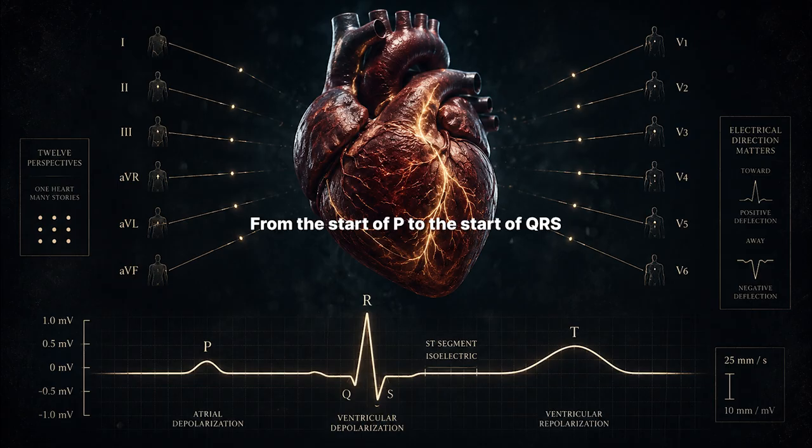From the start of P to the start of QRS, the PR interval spans the journey: atrial activation, AV delay, and conduction toward the ventricles. The QRS records ventricular depolarization, brief when specialized pathways spread it fast. Atrial repolarization happens but hides inside that larger complex.